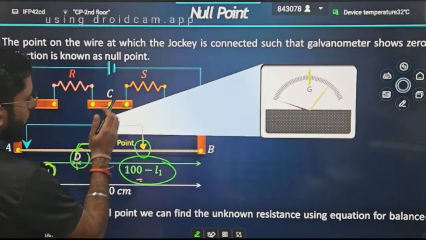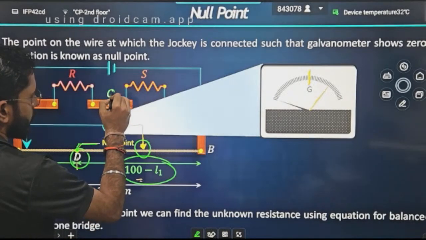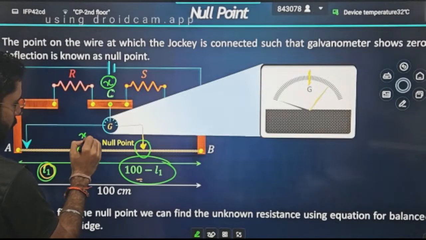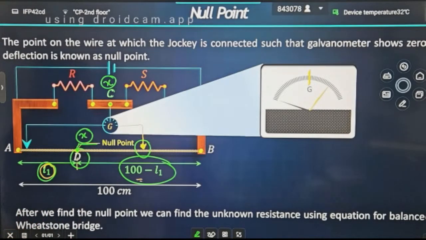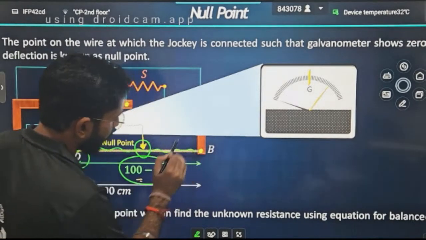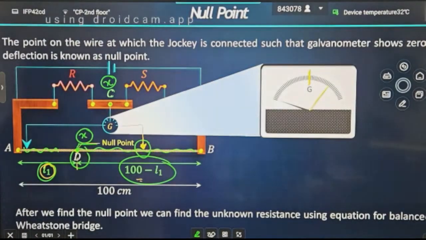This null point means what? If this point is at some potential, let's suppose x, that means this point also has the net potential x. Correct? And this is a galvanometer. This is one resistance. I can say this portion will also have some resistance, and this portion also has some resistance. Now, is it not looking similar to something?